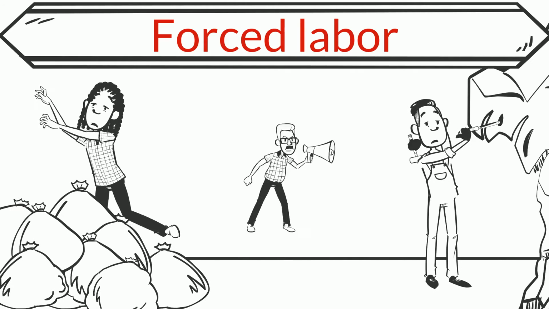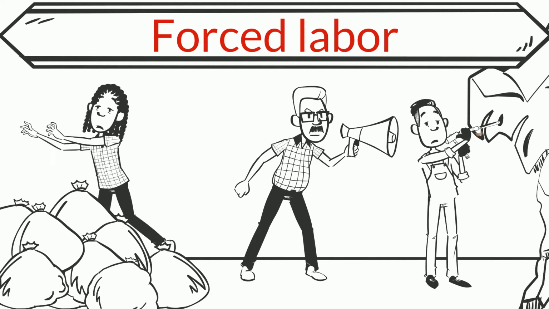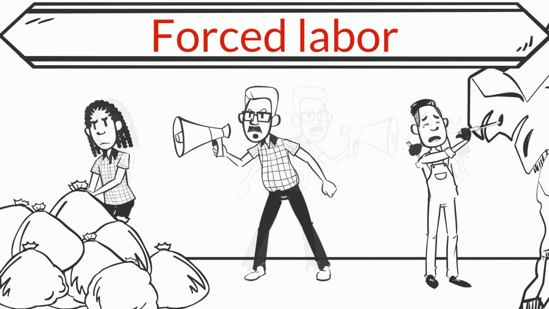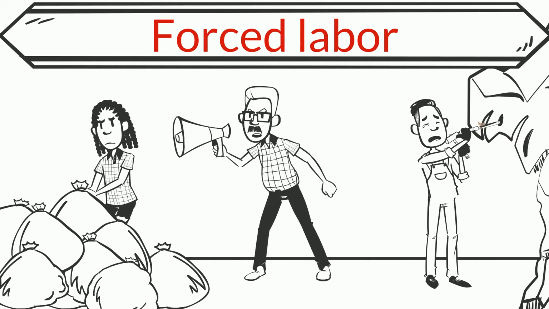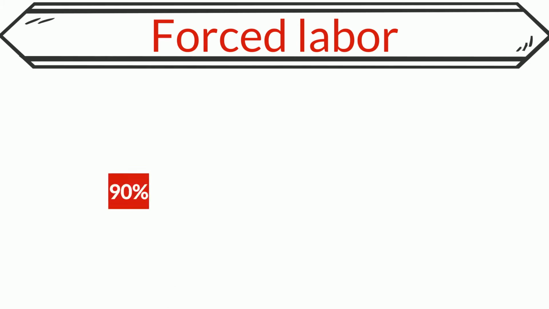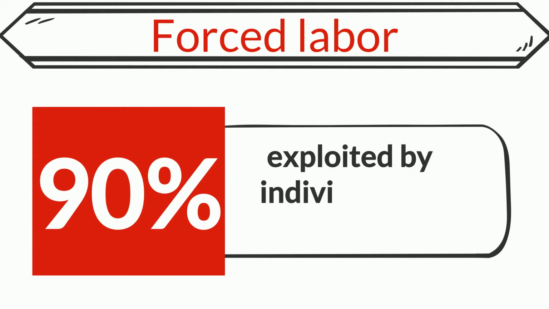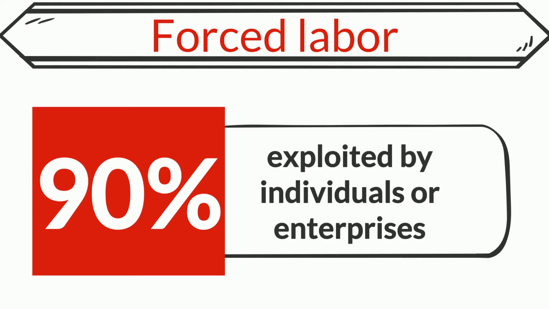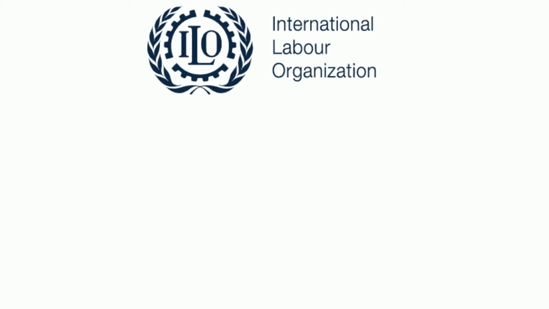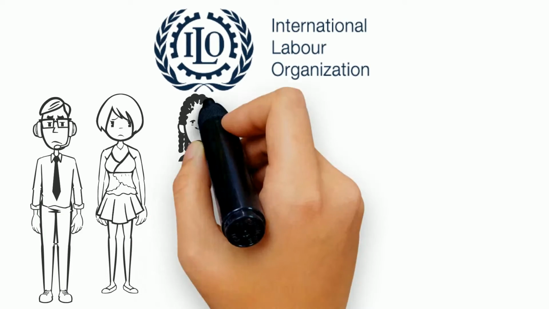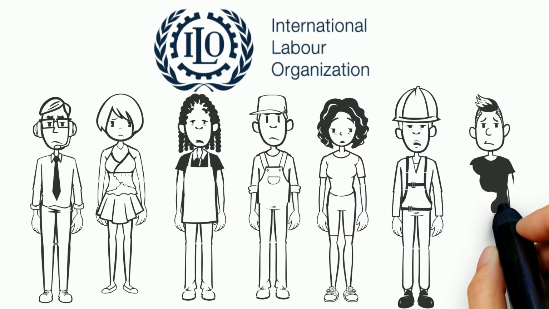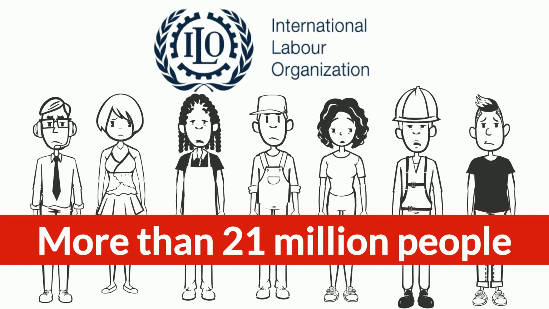Forced labor is any work which people are forced to do against their will. Whilst not all cases of trafficking and slavery involve forced labor, all forced labor is a form of modern slavery. 90% of people in forced labor are in the private economy, exploited by individuals or enterprises. According to the United Nations International Labour Organization, ILO, there are more than 21 million people in forced labor.